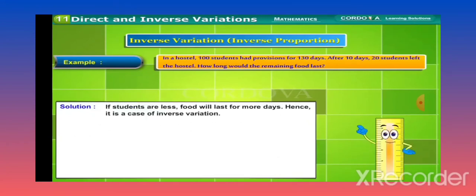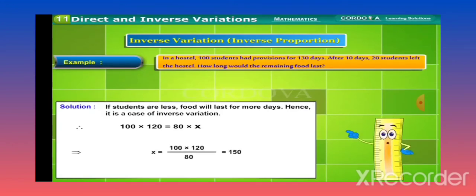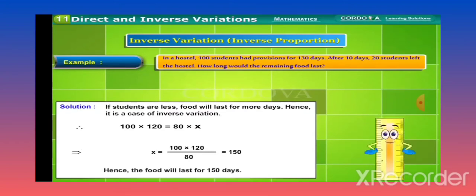If students are less, food will last for more days. Hence, it is a case of inverse variation. Therefore, 100 multiplied by 120 is equal to 80 multiplied by x. It implies that x is equal to 100 multiplied by 120 divided by 80, which is equal to 150. Hence, the food will last for 150 days.